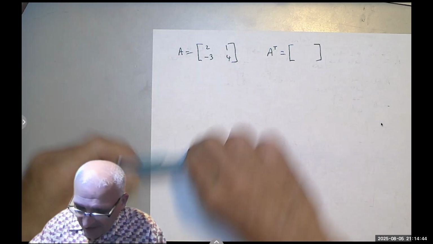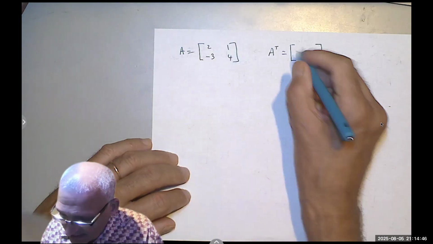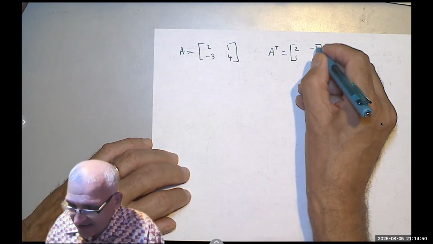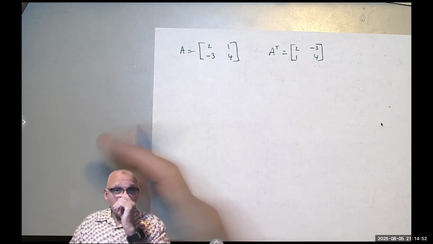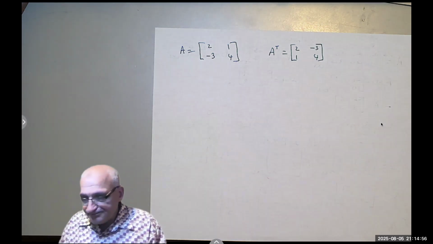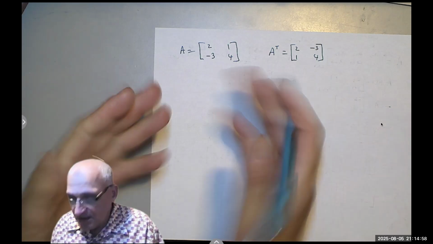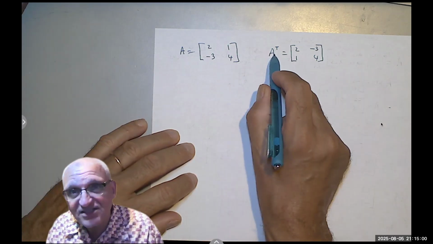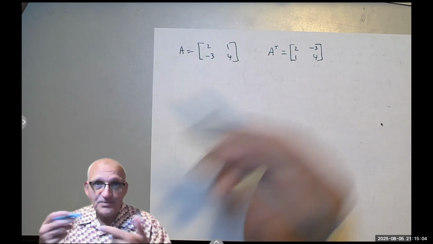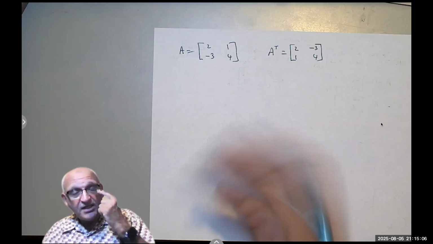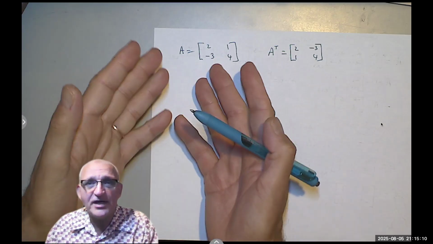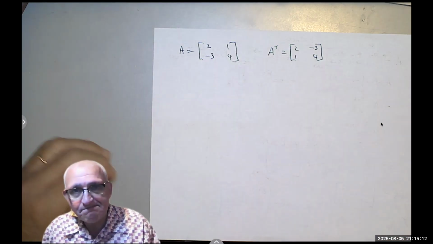Why? Because I'm going to take the first row and write it as the first column, the second row as the second column. And now if I take the transpose of A transpose, I will get A back. So the transpose of the transpose will give you the original matrix. Of course, since this was a square, I ended up with the same thing.